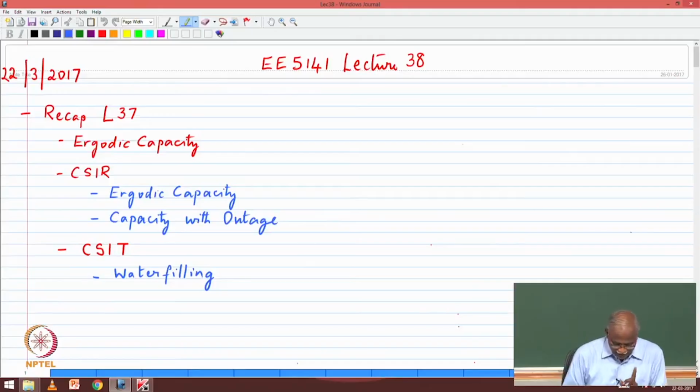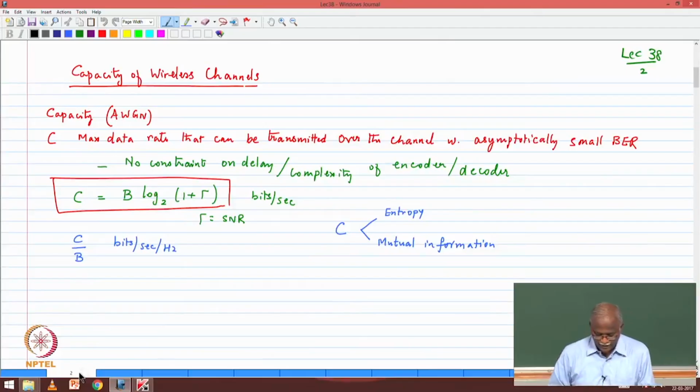So to set the stage, let me just quickly review some slides from yesterday, because there were a few questions after the lecture. I just want to make sure that the information is clarified, and also we have a good starting point for today's lecture. We start off with our understanding of capacity as defined by Shannon for AWGN channels.